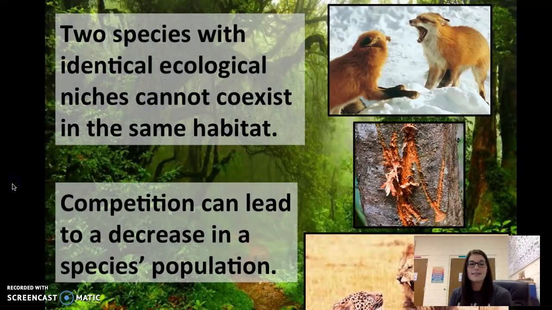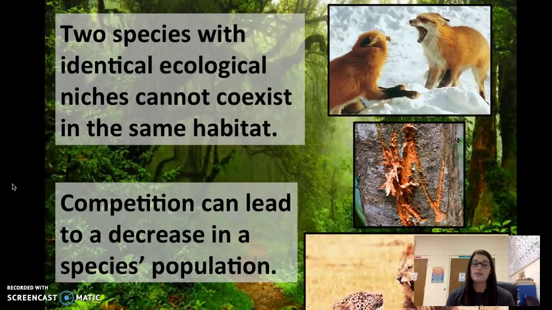Two species with identical ecological niches cannot coexist in the same habitat. If they have the exact same food source, the exact same shelter, need the exact same amount of space, and are fighting for the exact same mate, there's going to be problems. Usually somebody's going to die or somebody's going to move, one or the other.